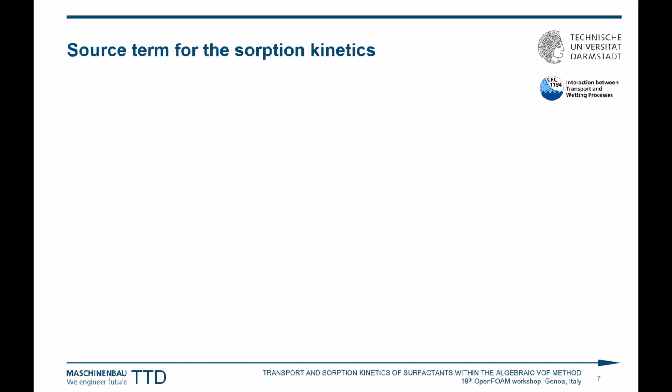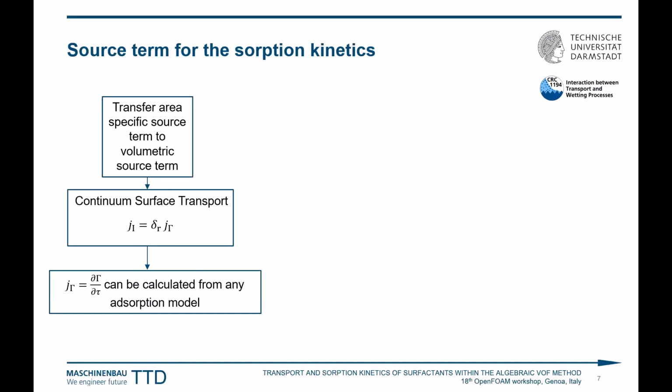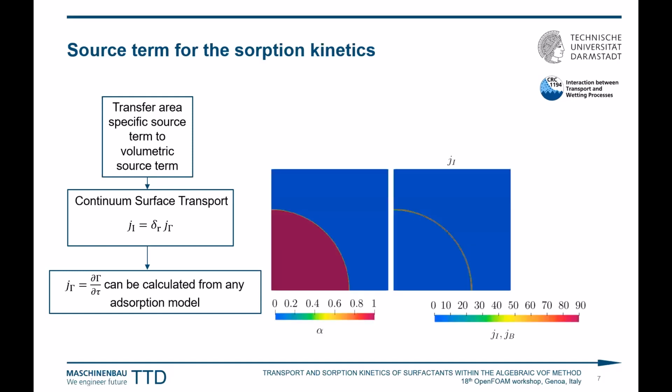Now, once we have that source term defined, we can again transfer this specific source term to a volumetric source term, as I showed before, using continuum surface transport. Just like how we multiplied gamma with the regularized delta function to get Ci, we can multiply the rate of adsorption J gamma with the regularized delta function to get the volumetric source term. This will directly go into the transport equation for this C bulk and also Ci.